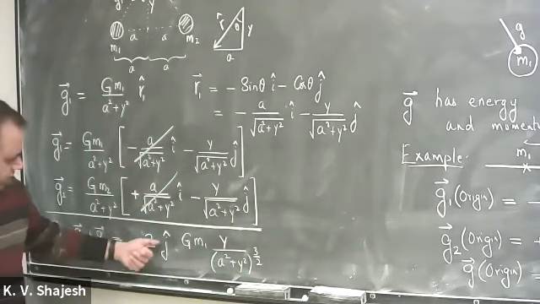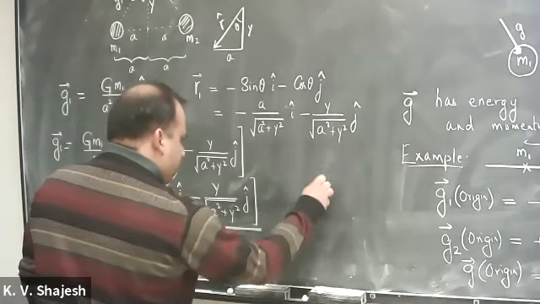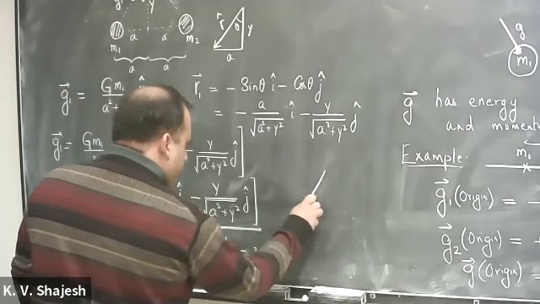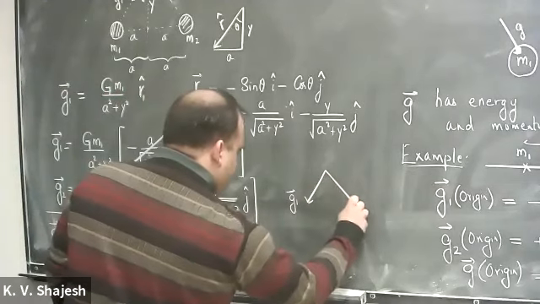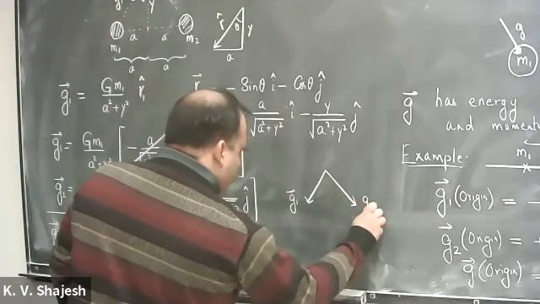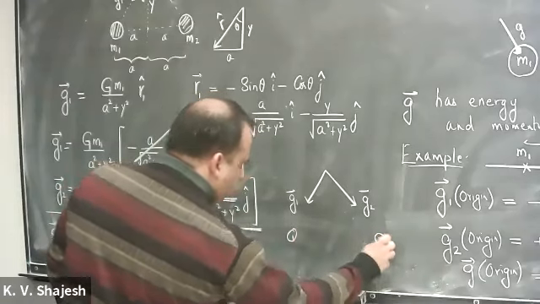Let's see that again. Notice that it is in the direction of g hat. So let's see how that is happening. So that is a g1 in this direction, that is g2 in that direction, due to the two masses 1 and 2.